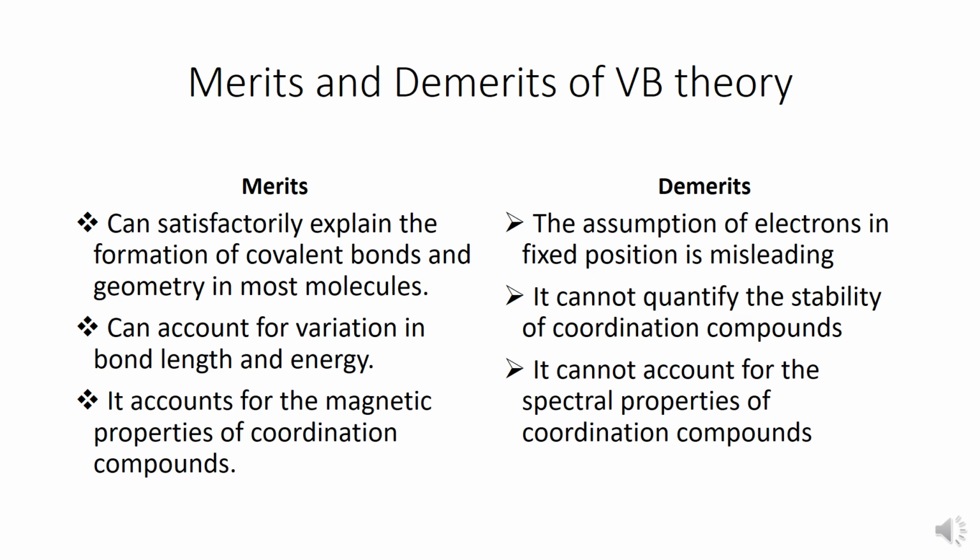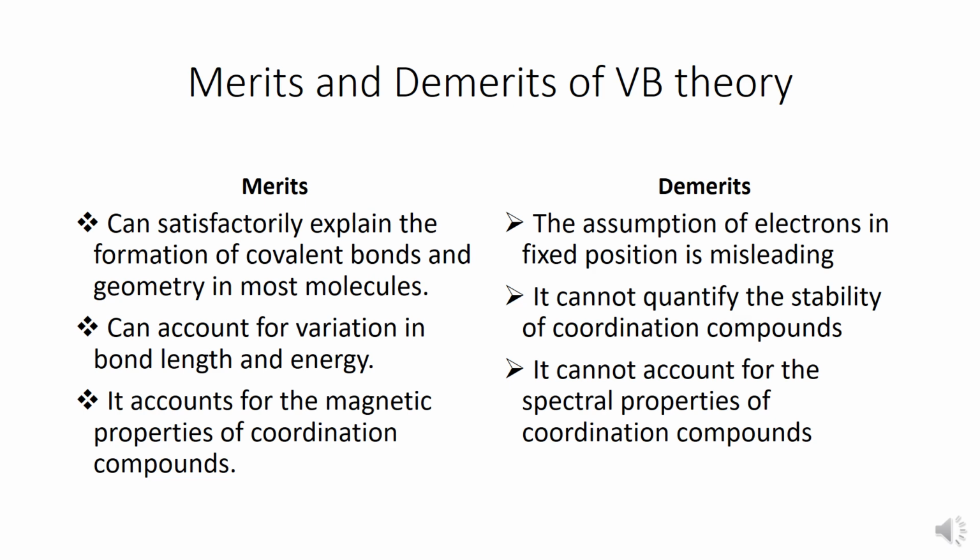What are the merits of valence bond theory? Valence bond theory has satisfactorily explained the formation of covalent bonds and been able to convince us of the geometry of most of the molecules so studied. It has also accounted for the variation in bond length. The greater the overlap, the shorter the bond, and the stronger, therefore, it can determine the energy of the bond. The closer it is drawn, remember, the shorter the bond, the stronger the bond, and the higher the energy. And it can also account for the magnetic properties of the compound.